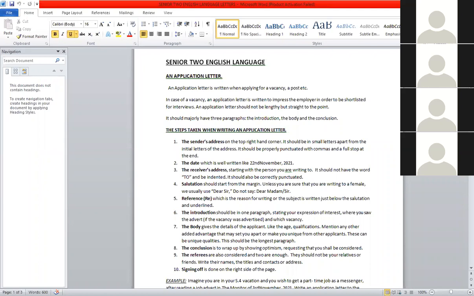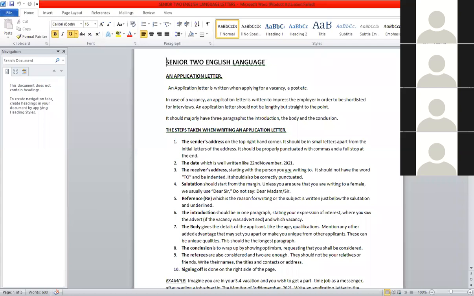Then the date, then the reference. Then it should have a body. Then the introduction before the body, and then the body, and it should have a conclusion. And then maybe if it's an application letter, you must have references to write about. If you want a post, maybe people can ask about you, something like that. And then you sign off with your signature and your name. Okay, thank you so much.